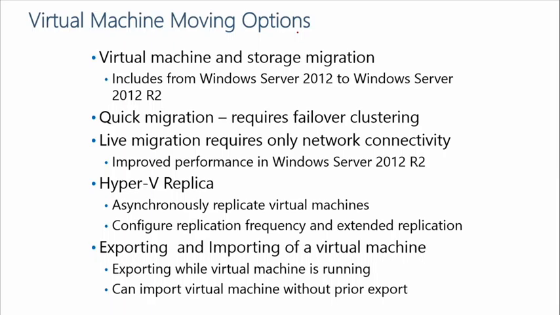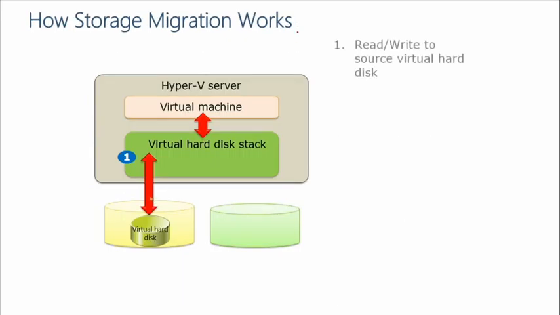So quick migration is typically the fastest way to evacuate a server. Live migration does so without downtime. You have Hyper-V Replica. Then you also have just import and export as a way of moving a VM.